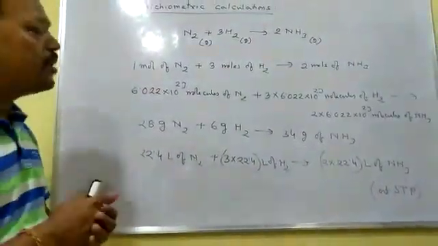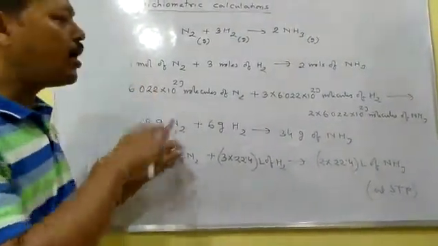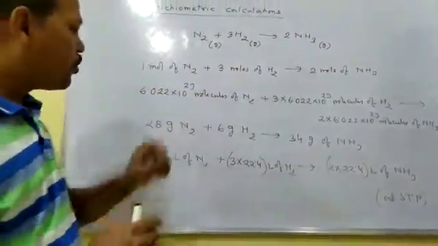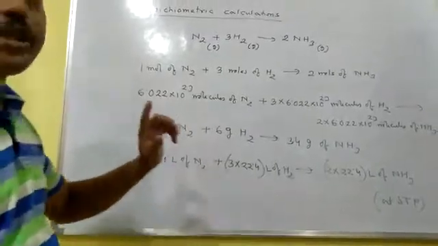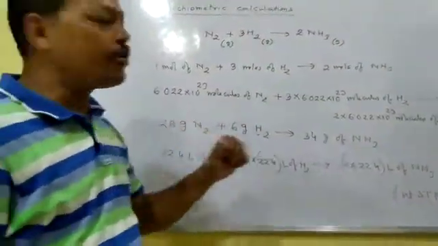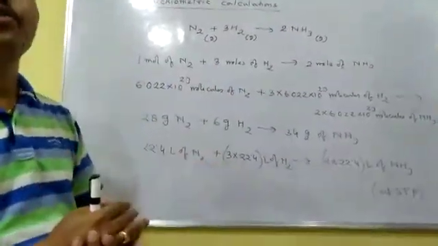I mean, the question will ask like this: if 14 gram of nitrogen reacts, how much gram of ammonia will be produced? That is called stoichiometry. So as you know, from the reaction already you have got 28 gram nitrogen produces 34 gram of ammonia. So 14 gram nitrogen will produce 17 gram of ammonia. So like this way you can do the stoichiometry.